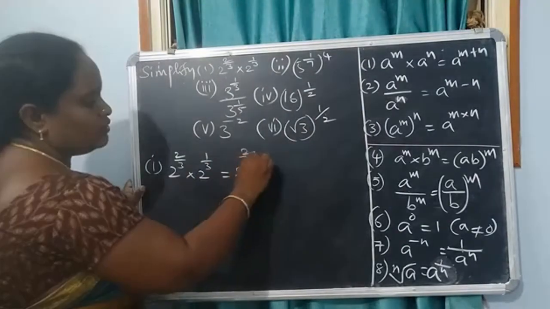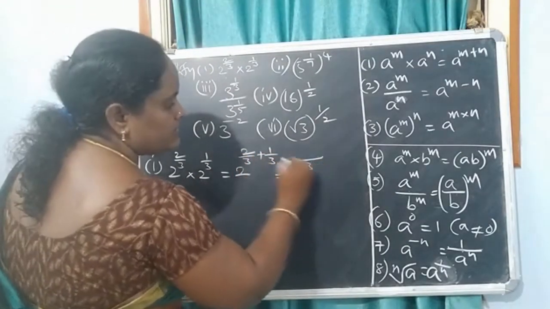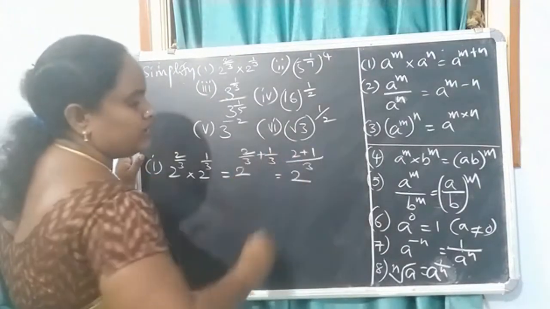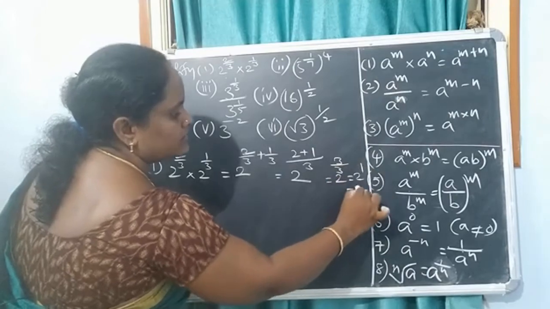So 2 power 2 by 3 plus 1 by 3. That is 2 power, the same denominator is there, that is the new denominator. The new numerator is 2 plus 1. So 2 power 3 by 3, that is 2 power 1, that is equal to 2.